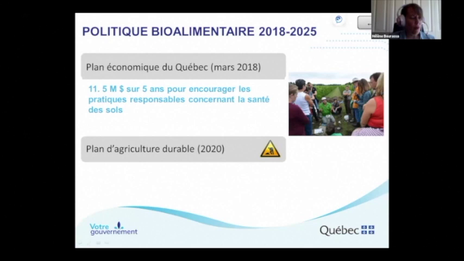À travers la politique bioalimentaire et en continuité des actions entreprises depuis plus de 30 ans, 11,5 millions ont été rendus disponibles pour encourager les pratiques responsables concernant la santé des sols dans le plan économique du Québec en 2018. À cela s'ajoutent des sommes déjà octroyées au MAPAQ pour une agriculture durable. De plus, le ministère travaille présentement à l'élaboration d'un plan d'agriculture durable qui visera à encourager le développement durable du secteur. Ce plan mettra le producteur au centre de l'intervention. Grâce à ce plan, la santé des sols sera appelée à prendre encore plus d'importance dans nos actions.